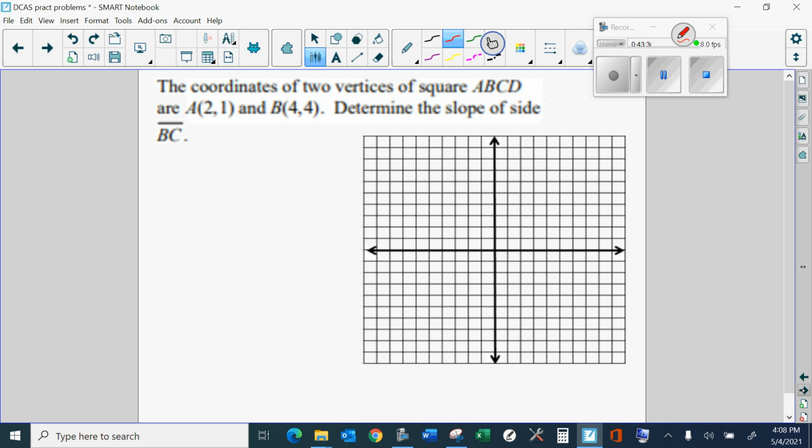The coordinates of two vertices of a square are 2, 1 and 4, 4. Okay, that's going to create a square. Determine the slope of side BC. So if I have AB, BC is next, so it has to be perpendicular. Remember, right angles mean perpendicular, so we want the negative reciprocal. So we find this slope, change in y, 4 minus 1, over change in x, 4 minus 2, so I get 3 halves. So what is the perpendicular slope of 3 halves? Negative 2/3. There's my answer.